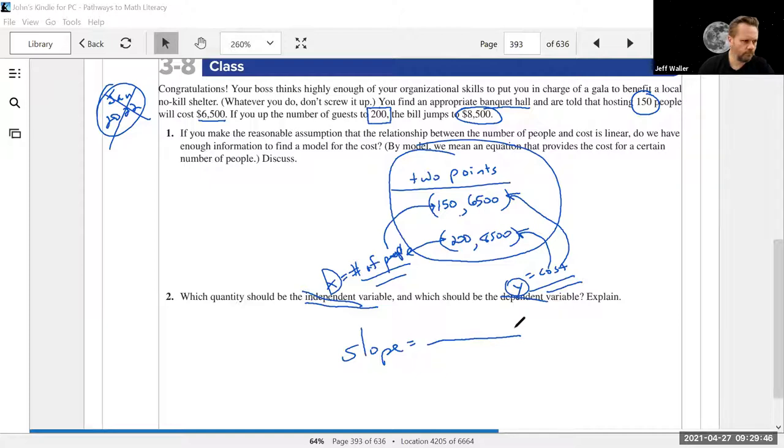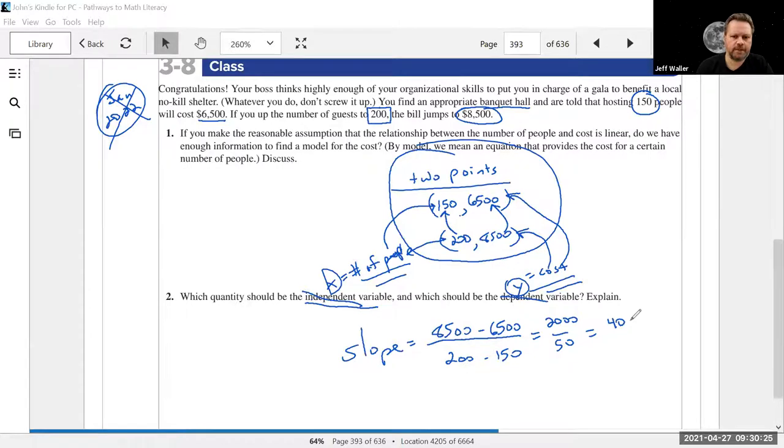Yeah, the slope is 40. All right, let's see. How'd you get there? What'd you put on top? I just did 8,500 minus 6,500, over 200 minus 150. Good. So you subtracted this direction, so you have to also subtract this direction. Yeah, the Y's are up top. The X's are on the bottom. I love it. Yeah, we got 2,000 over 50. It's going to be 40.